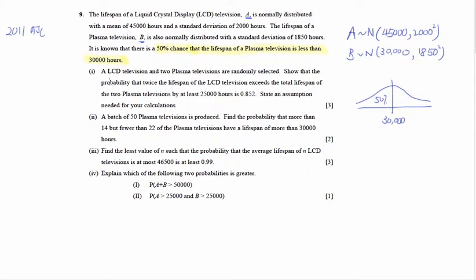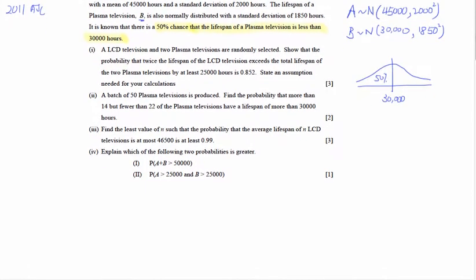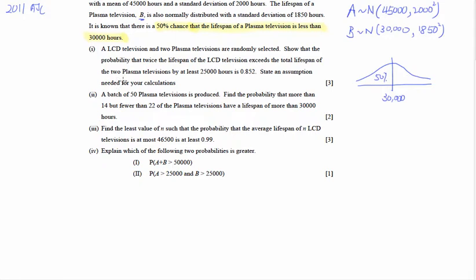So let's take a look at part 1. The LCD screen, which is A, and 2 plasma TVs are randomly selected. Show that the probability that twice the lifespan of the LCD exceeds the total lifespan of 2 plasma by this amount. Sounds a little bit complicated as well as quite a mouthful, but really what it means is that there is one A and there are 2 B's going on. So twice the lifespan of A. Let's do it over here, part 1.